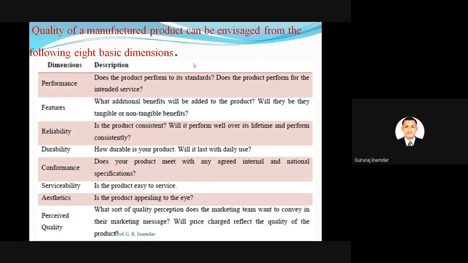Okay, so all the factors, all the suggestions, all the rules and all the regulations should be followed by that product. This is nothing but conformance. Does your product meet any agreed internal and national specification? Serviceability: is the product easy to service? Okay, so this is also important. Whatever the use of the product, maintenance should also be there.